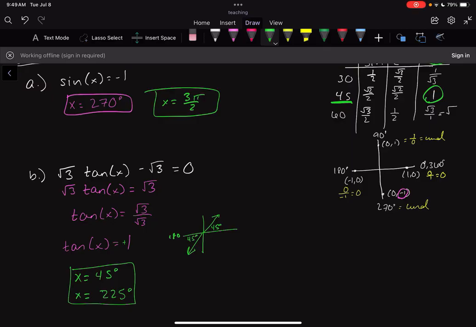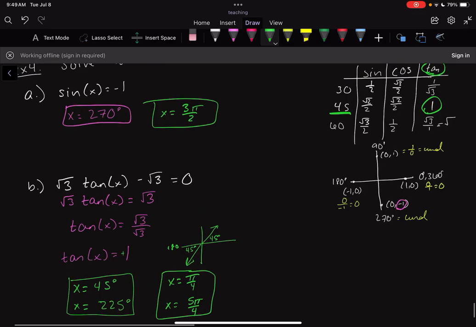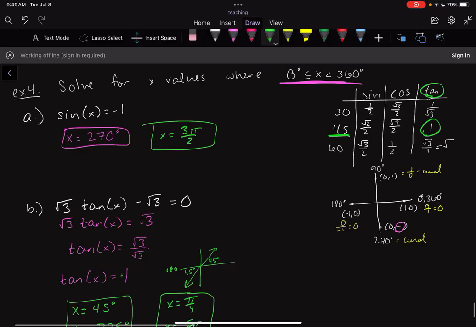In radians, this would be pi over 4 and 5 pi over 4. And so again, it's the fact that they're asking for x values in a certain interval is why we don't have to add the plus 180k or plus 360k, whatever it is.